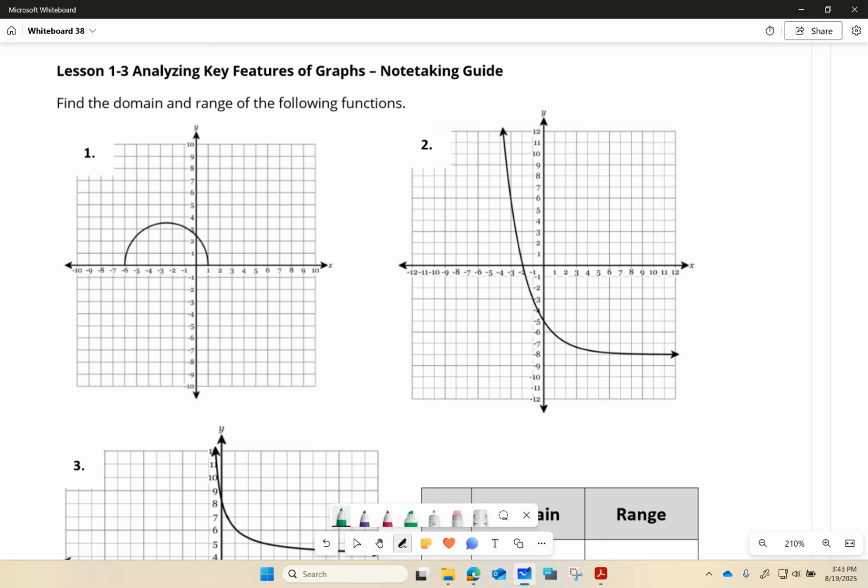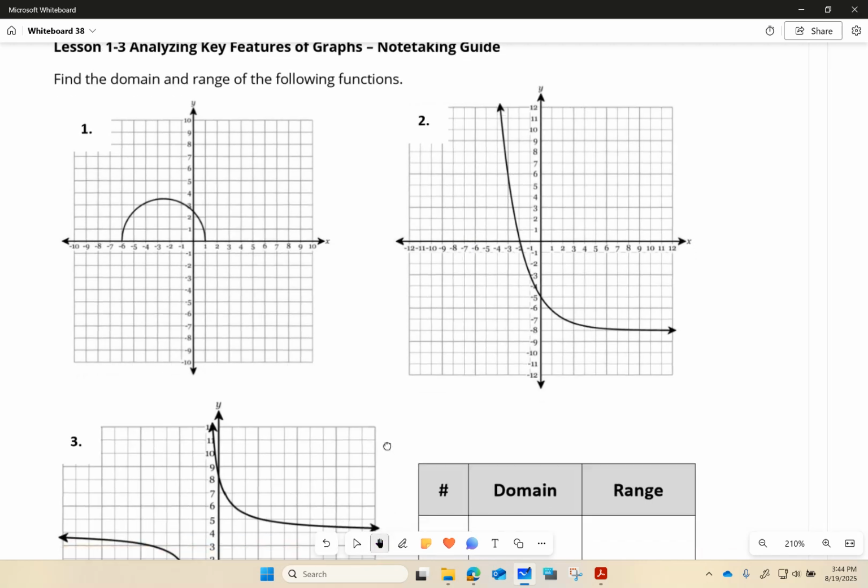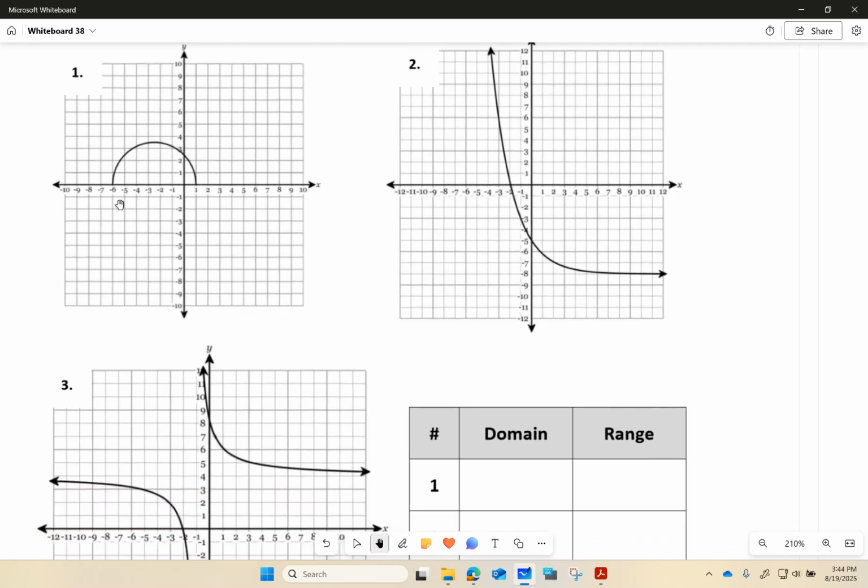Okay, so let's begin. Hopefully you paused the video and you are ready to go over your answers. So if you are looking at domain for problem number 1, remember domain has to do with the x values that are being used to plot the points of this curve. So we are going to look at the furthest left to the furthest right value that helps you graph this curve. So what is the furthest left value that you can see for this half circle, so to speak?